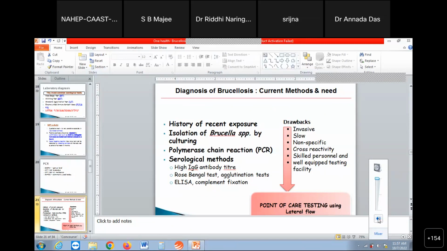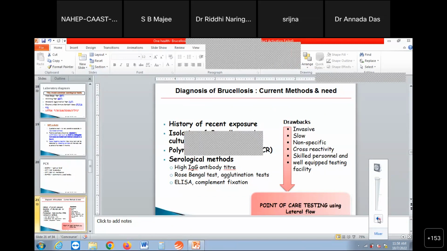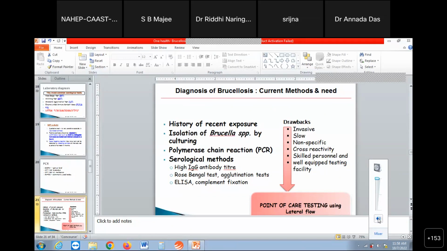So if you have a history of recent exposure, you can have isolation or you can do a PCR. Also serological methods may indicate high antibody titer. You can do ELISA. See, complement fixation and agglutination are not used, but I just put it there for academic purpose. But otherwise, if there is a high IgG antibody titer, one can definitely say that the animal may be infected once you have done the DIVA test with ELISA.